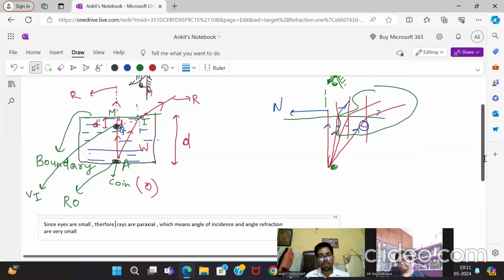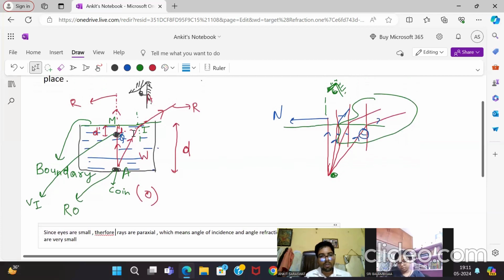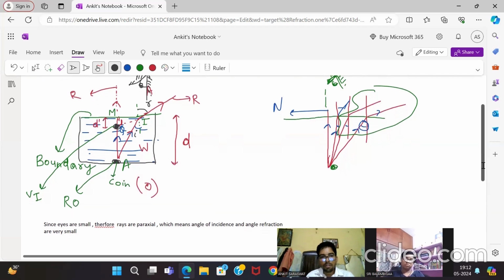Now see this very carefully. These two rays are very close. But I have shown them a little bit far, so don't get confused. Just for your understanding, I'm showing it like this. This is one ray, this is the next ray. These two rays are paraxial. Clear? Now, see, this is the angle of incidence I. This is the angle of refraction.